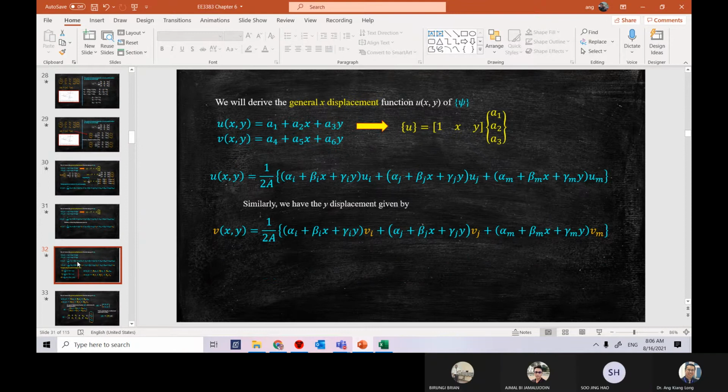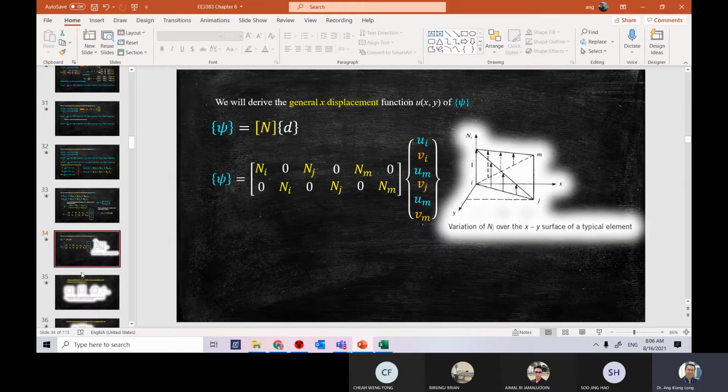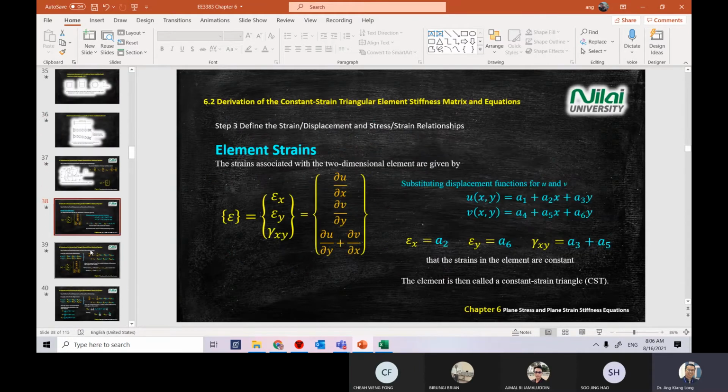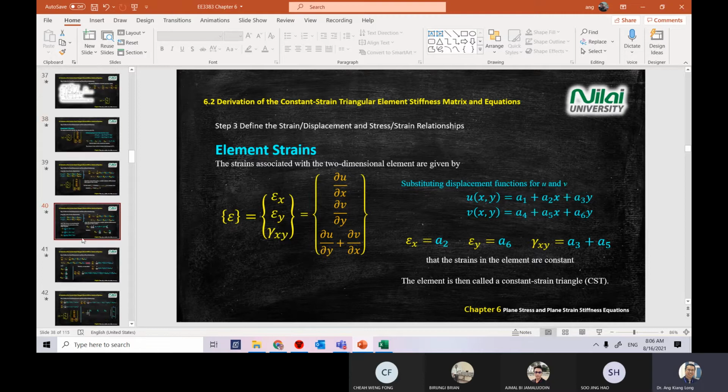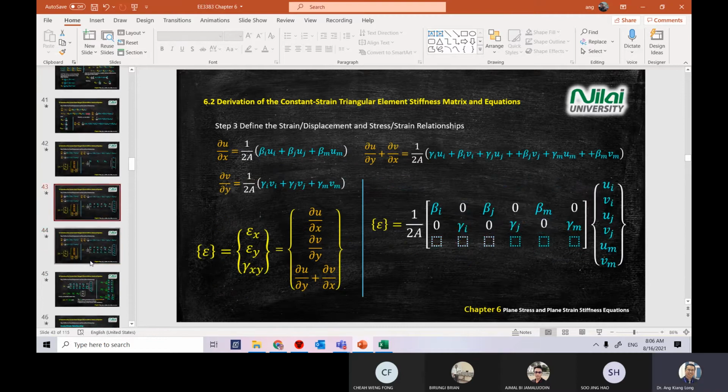We also simplified our displacement equation into this form, in the form of N times d. And then we also derived the equation for strain, and we arrive at this one. This is an important equation for chapter 6.